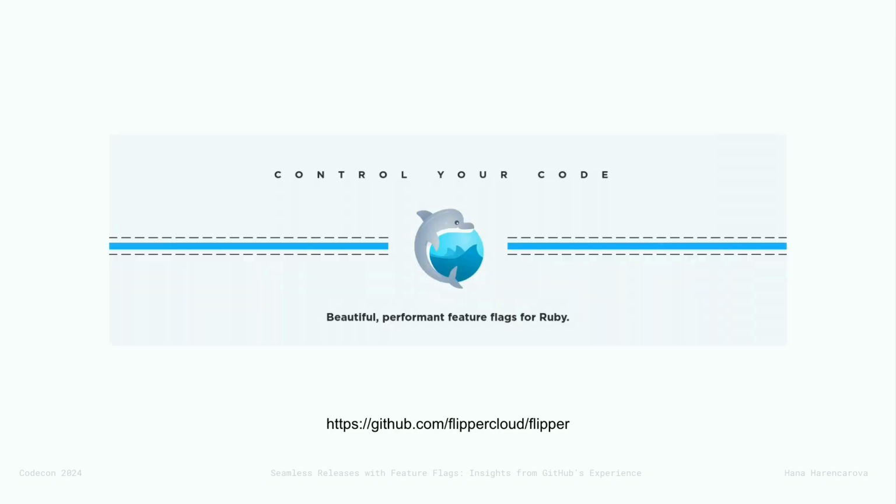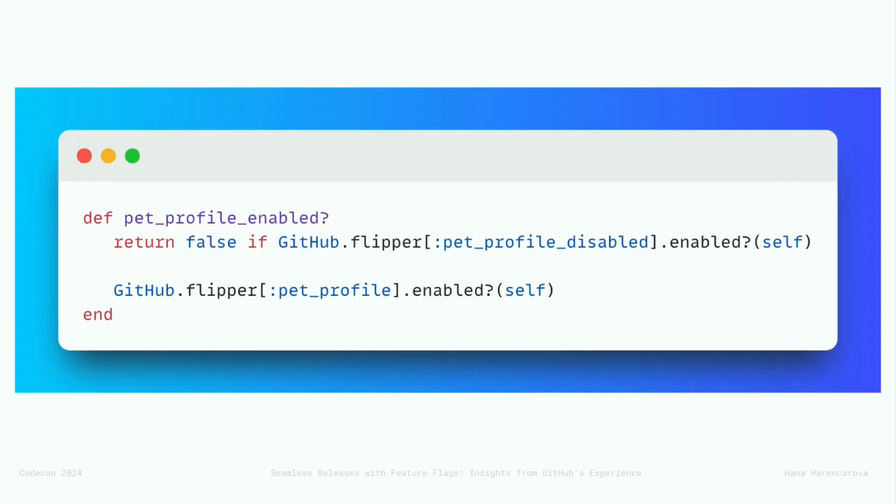We use a gem called Flipper, and it's a gem for Ruby, but I know that there are, in different languages and frameworks, different solutions for this. We also use our own tooling, which is coupled with Flipper to work that for GitHub.